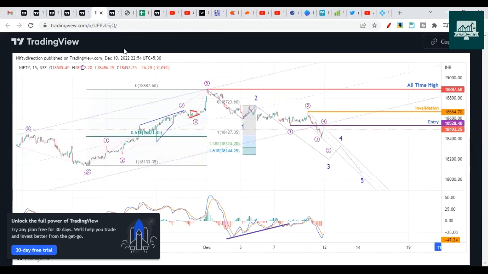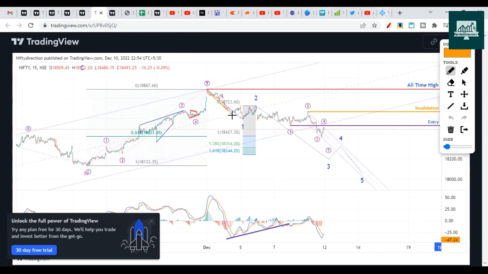So the second chart assumes a more bearish approach where we can consider this as one wave, this as two wave. In this case, it will break below 18,244. It will even break 18,144. So if this happens, if it goes below this, then I will consider this chart and discard the previous chart. So this is a more bearish approach.